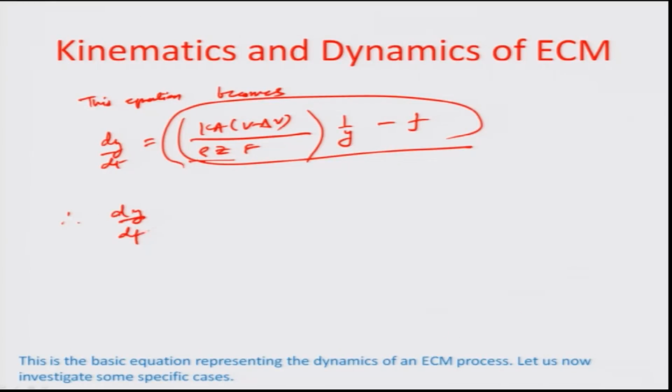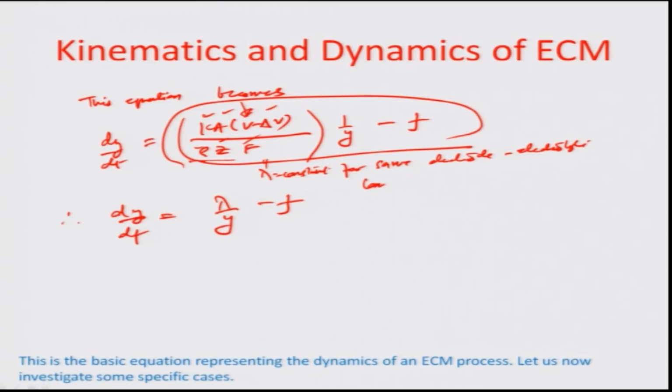Therefore, dy by dt can be recorded as some constant lambda divided by y, minus f. Obviously, if we do not change the voltage too much, and the electrode and electrolyte combination stays more or less similar, this is a constant lambda for the same electrode and electrolyte combination operating at a given voltage. So, this becomes dy by dt equal to lambda by y minus f, and this is the basic equation that represents the dynamics of the whole ECM process.